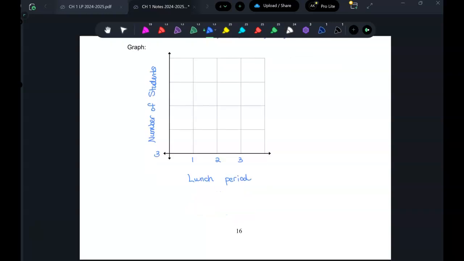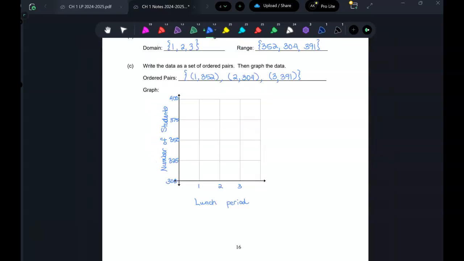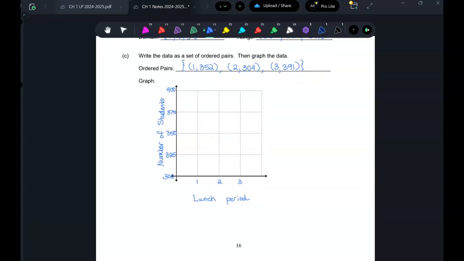So I'll start at 300. How much should we go up by each time, though? 25. Okay, if we go by 10 though, oh yeah. 25. Okay, so the next one will be 325. What's after 325? 350, 375, 400. Good job, Kobe.